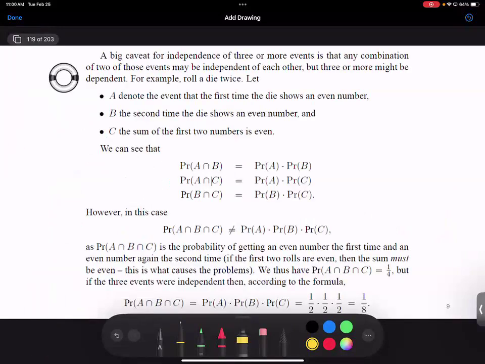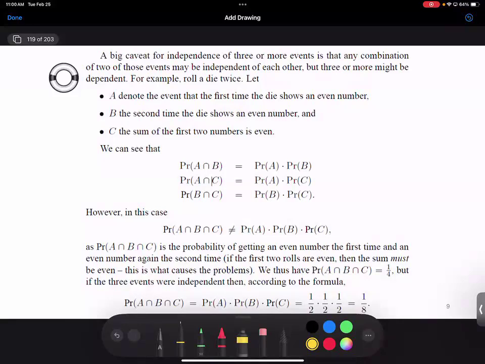So a big caveat for independence of 3 or more events is it's not enough to say that the probability of A intersect B intersect C is the probability of A times the probability of B times the probability of C. You can look at the examples in the book and go through some interesting cases. For 3 events to be independent, the probability of the intersection must be the product of the probabilities, as well as any 2 of them being independent.